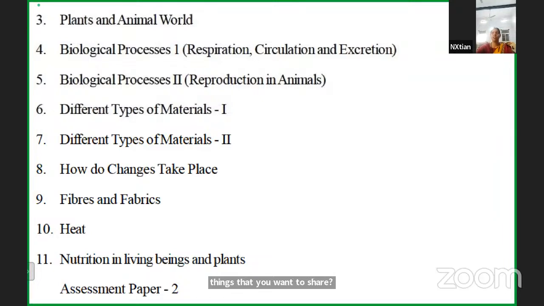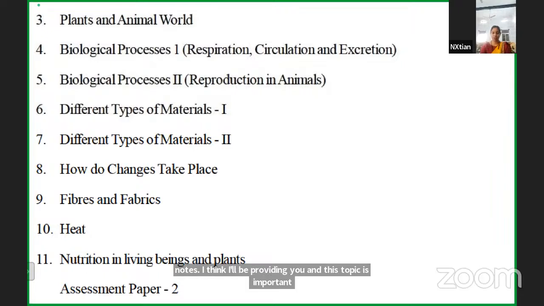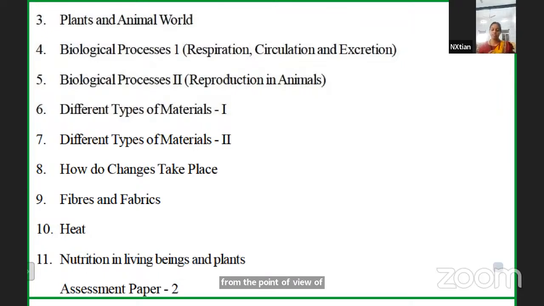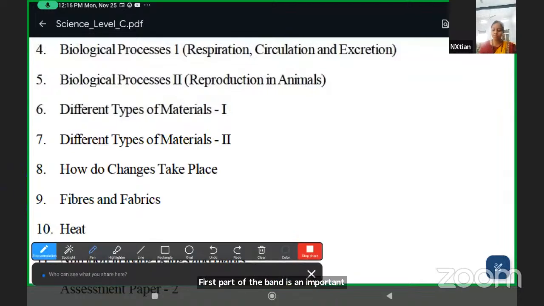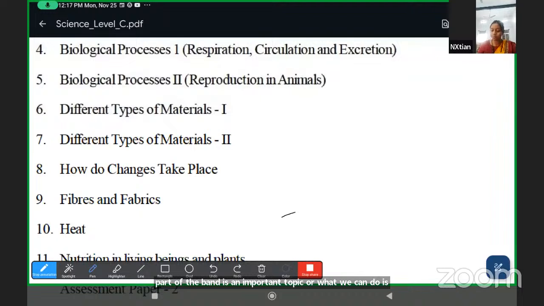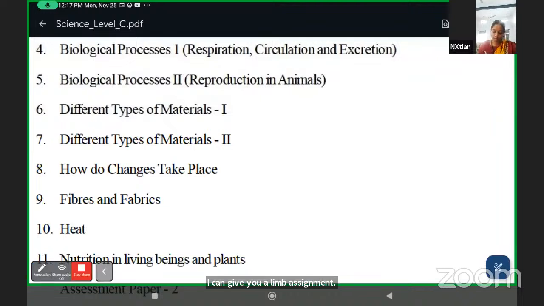No? Okay. So Swachh Bharat Abhiyan, I think I'll be giving you all notes on it. Good notes, and this topic is important from the point of view of the examination too. Or what we can do is, I can give you all an assignment for today, on Swachh Bharat Abhiyan itself.